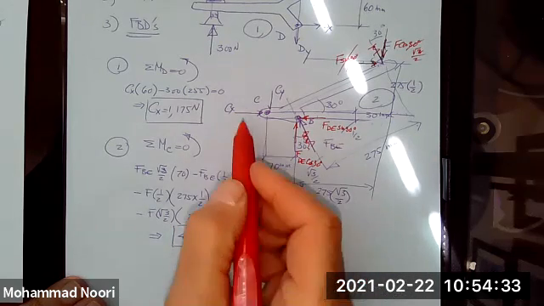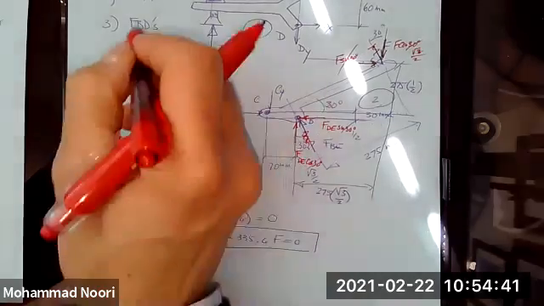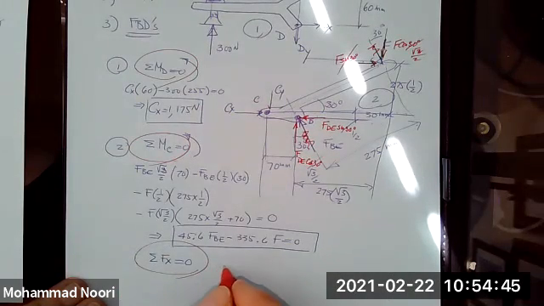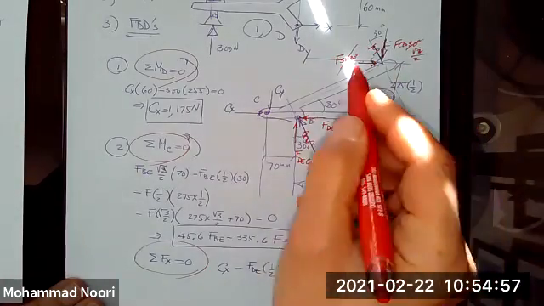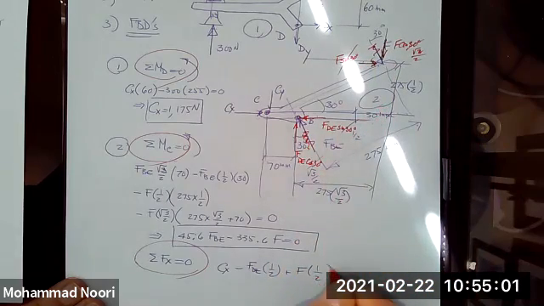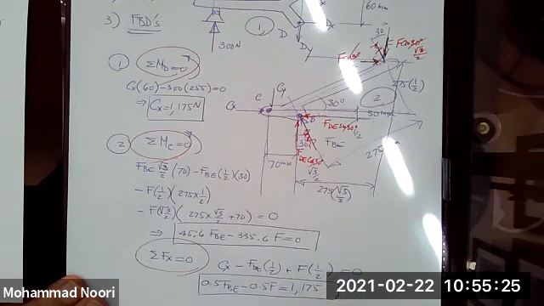Okay? Since I had found Cx here, as the next equation, I use summation of forces along X equal to 0. So I get Cx minus F BE sine of 30, which is 1/2, plus F sine 30, which is 1/2, is equal to 0. And that will give me 0.5 F BE minus 0.5 F is equal to 1,175. So I ended up with two equations, two unknowns that I can solve for both of them.